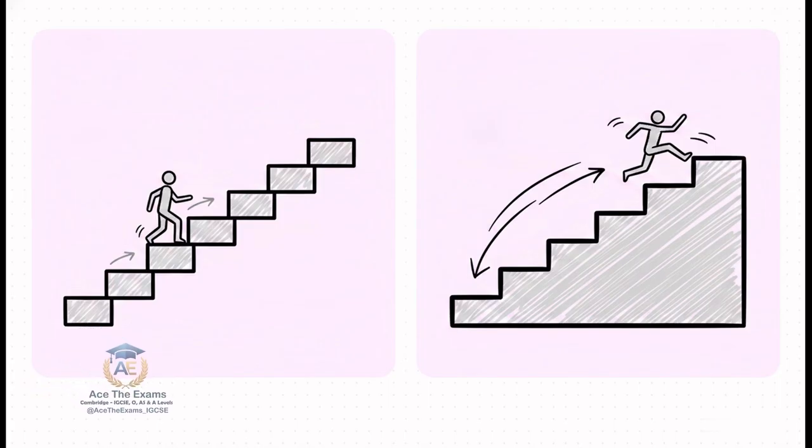A geometric sequence, on the other hand, leaps forward through multiplication. Every single term gets multiplied by a fixed number, known as the common ratio. So basically, arithmetic walks, but geometric runs.